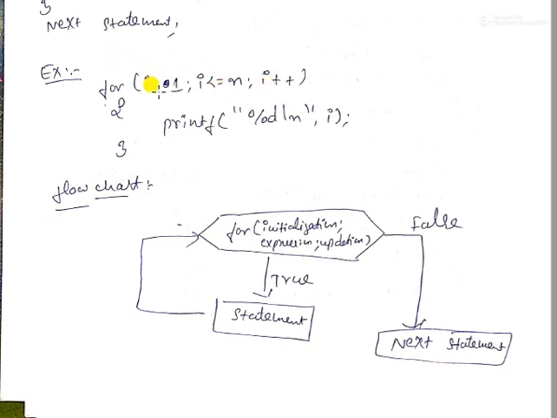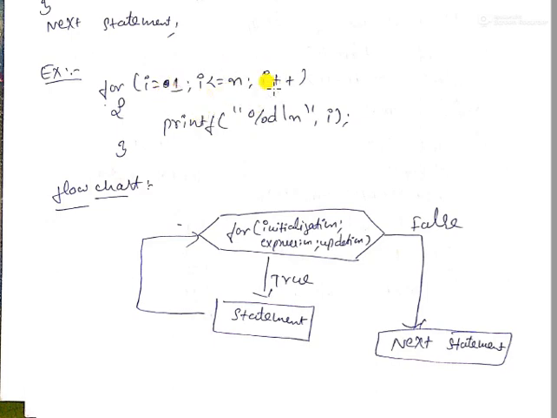So first the I value is initialized, and then the condition I less than or equal to n is checked. If the condition is true then this printf statement will get executed. If this condition is false then this printf statement will not get executed. And then I plus plus, so I will get incremented. In while and do while we made the updation after the statements, but now within the bracket of your for, we perform the updation also.